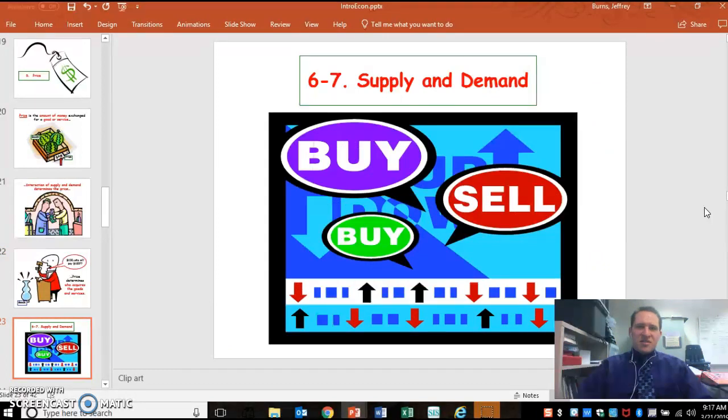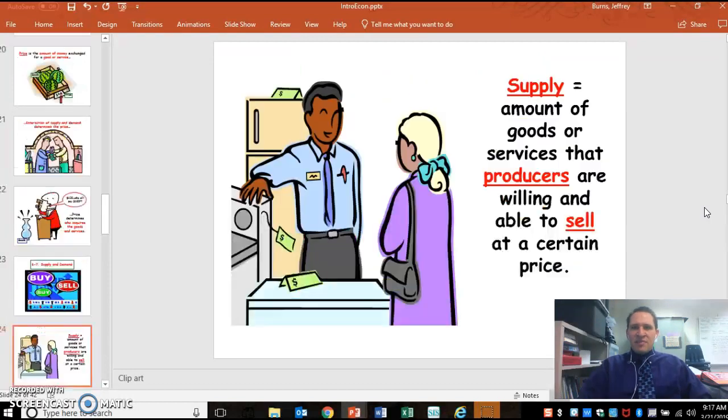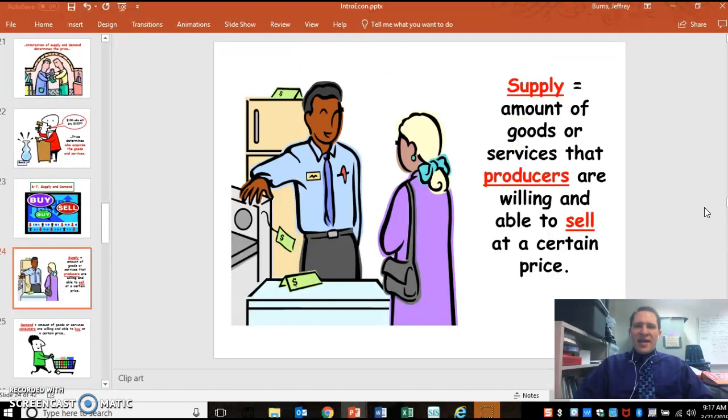All right, number 6 and 7. 6 is going to be supply, 7 is going to be demand, if you want to write those two on the left side. All right, so supply. I look at this from the business point of view. They're putting how much they want to sell on the shelves for you, or how much they're putting on the internet. Sometimes they limit things. So supply is the amount that producers, or businesses, are willing to sell at a certain price. And usually, the higher the price, the more they're willing to sell at that price because they want to make money.